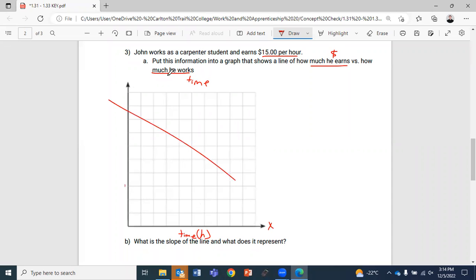These are all the things you want to do to properly label a graph. Label your axes, label what each one means. Time is on the bottom, on the x-axis. On the y-axis, as you rise up, is going to be money earned.